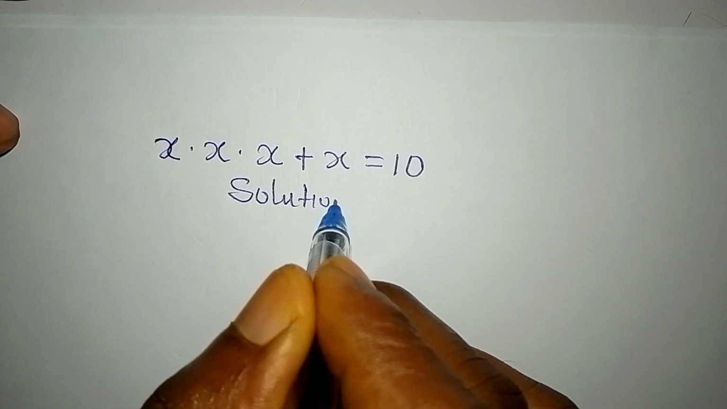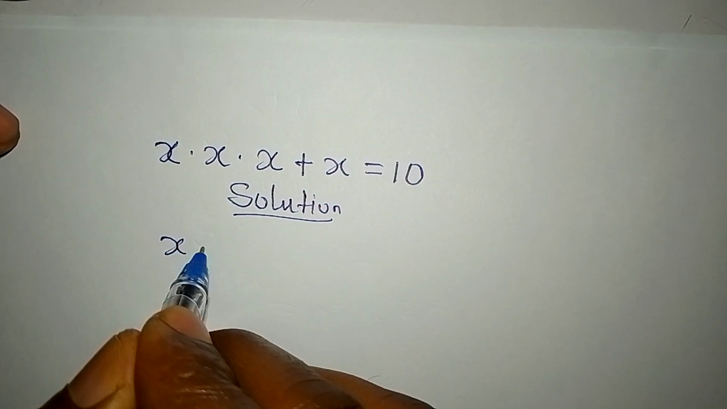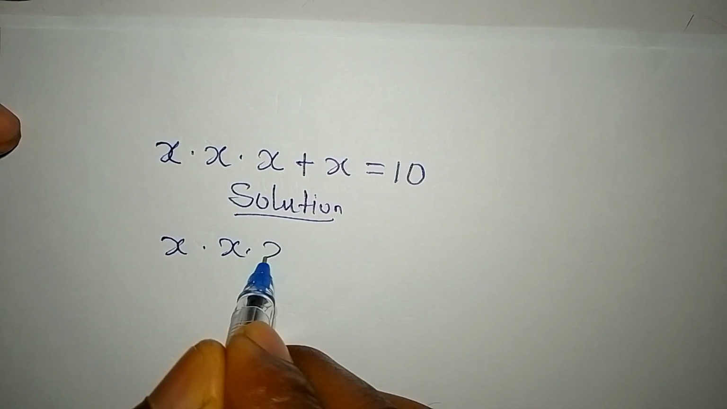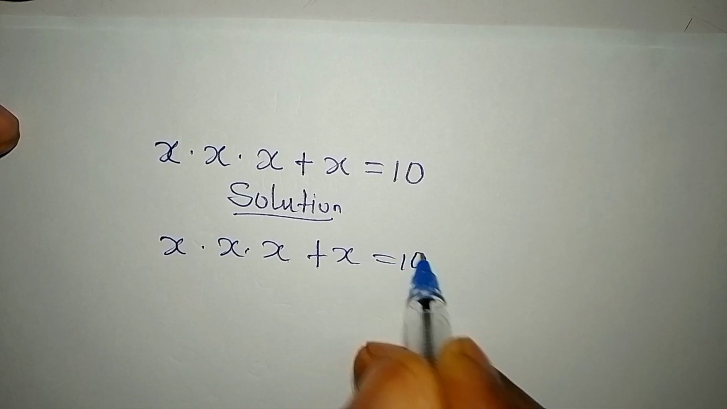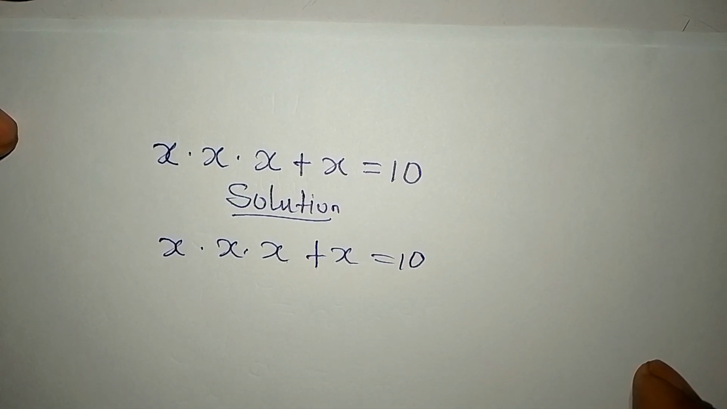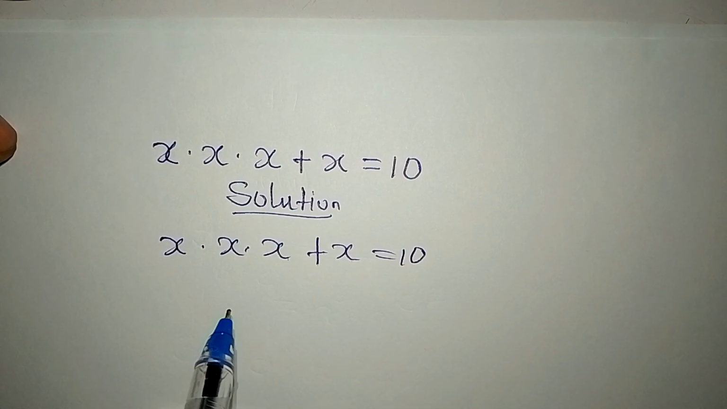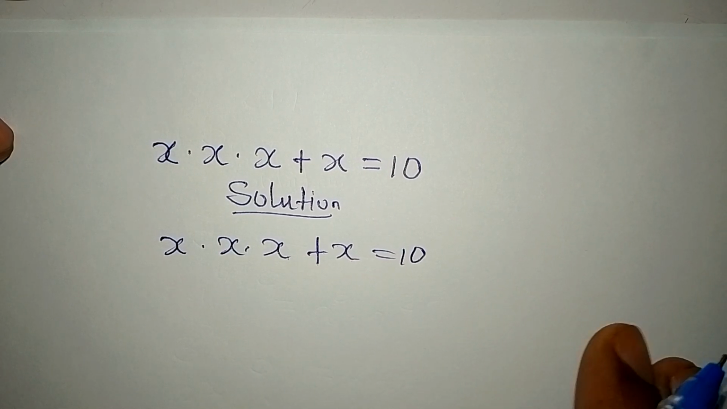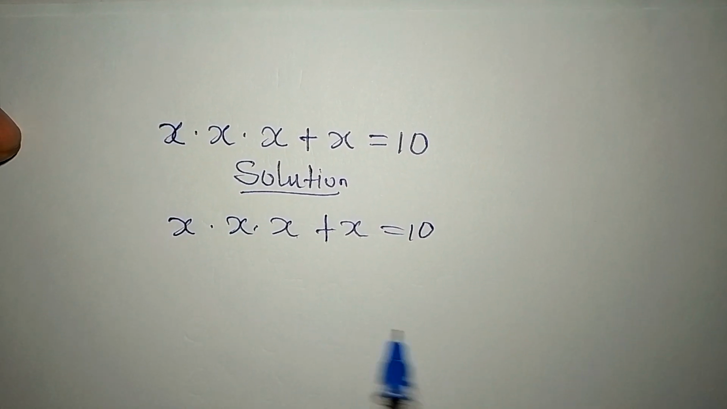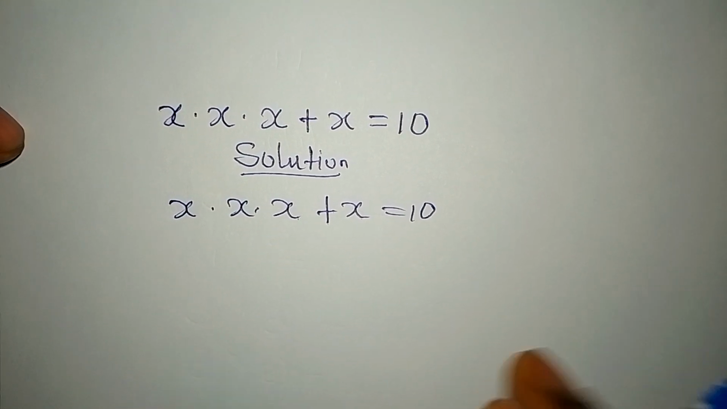Let's provide the solution to this problem. x multiplied by x multiplied by x plus x equals 10. By looking at this, you will be thinking the only solution should be 2, right? But then, let's continue and see how many solutions we're going to find from this.